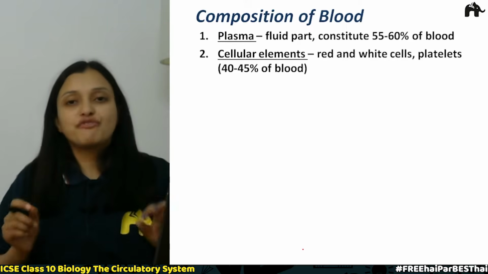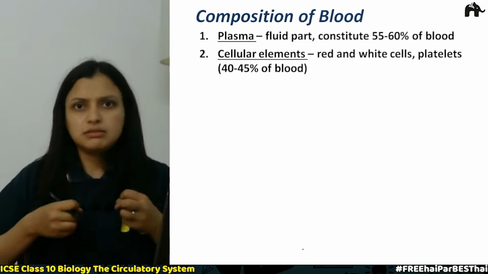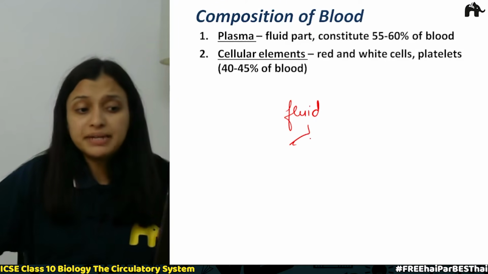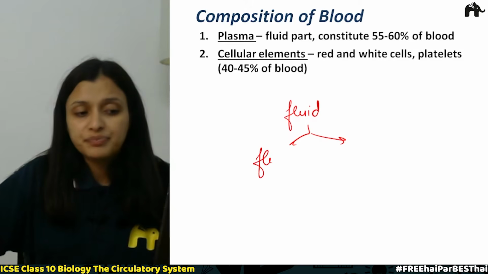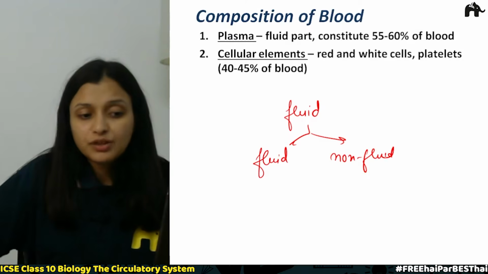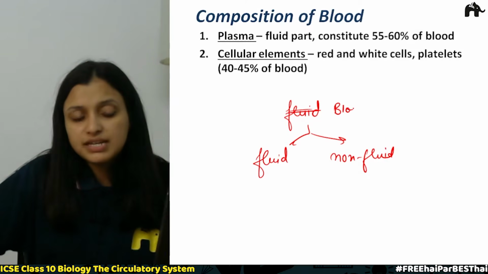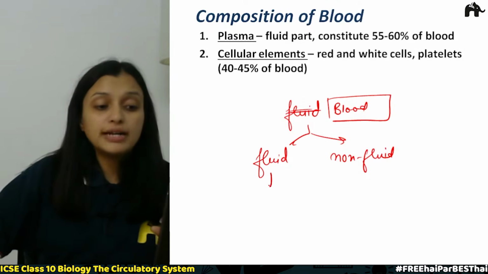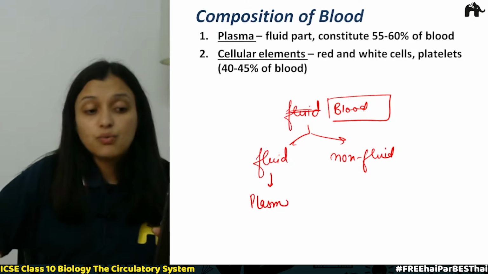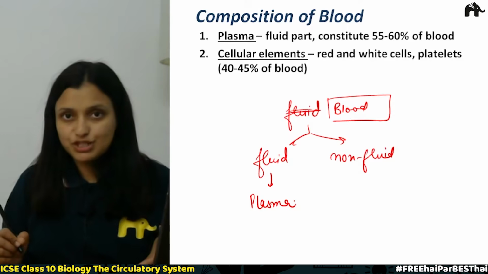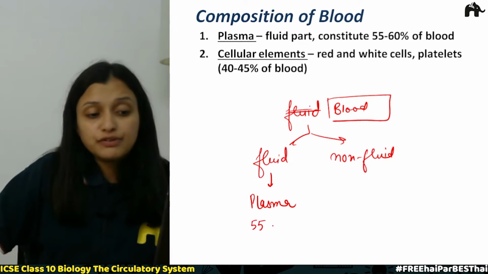Now the composition of our blood. Blood is basically what? It is a fluid, right? So it means there is some fluid part, and there is some non-fluid part. So this is blood. Clear? There is a fluid part of blood which is called plasma, and it constitutes the maximum percentage of blood. So 55 to 60% of our blood is plasma.